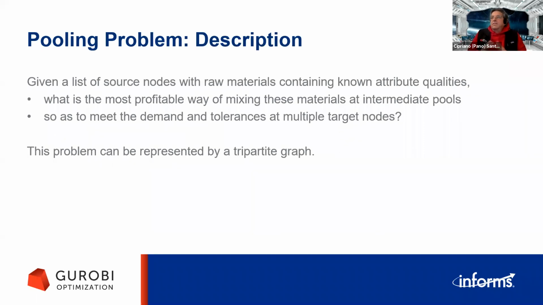Let's define the problem. For a given list of source nodes with raw materials containing known attribute qualities, what is the most profitable way of mixing these materials at intermediate pools so as to meet the demand and tolerance at the multiple target nodes? And this type of problem can be represented by a tripartite graph.